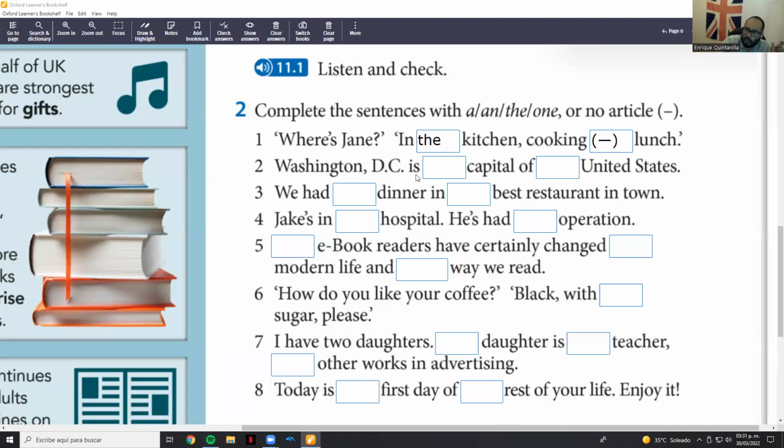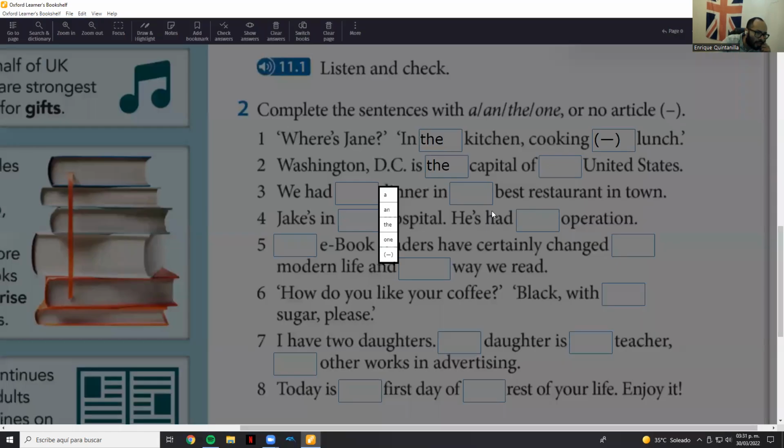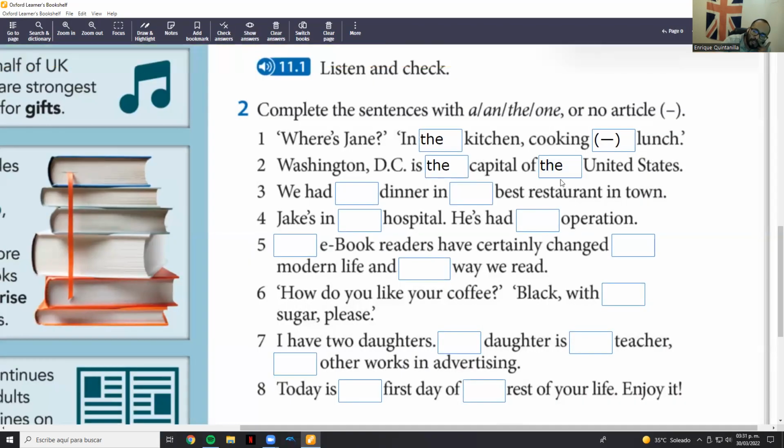Okay, so let's pretend that the minute has just gone. And number 2, Washington, D.C. is the capital of the United States. Sometimes it's with the, sometimes it's without, no? But when you mention the United States, let's see what the book says. The book says that is there.